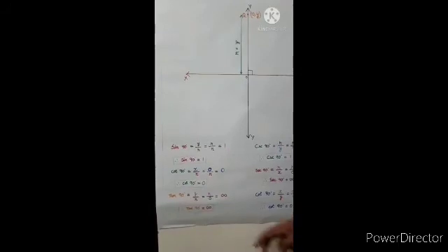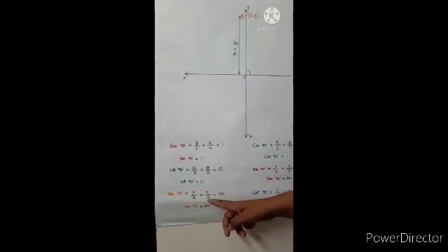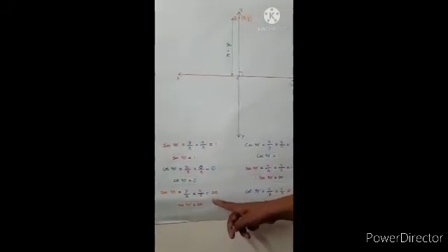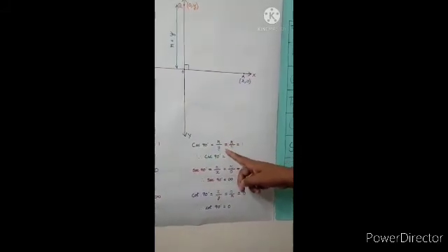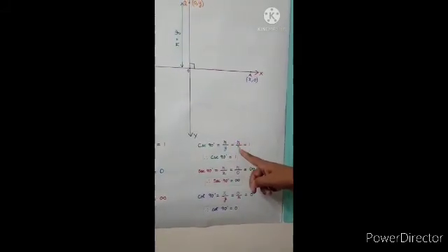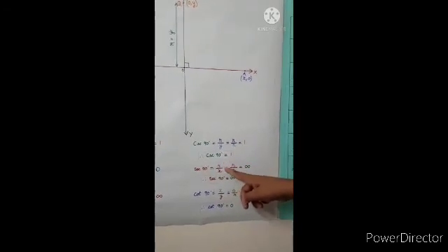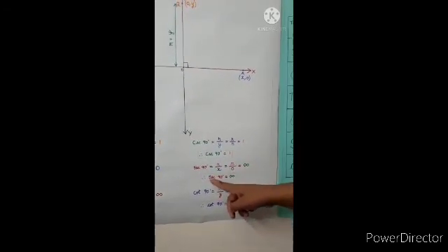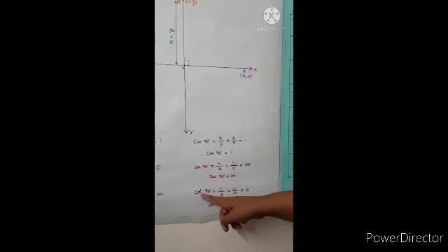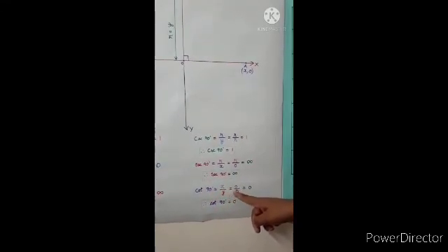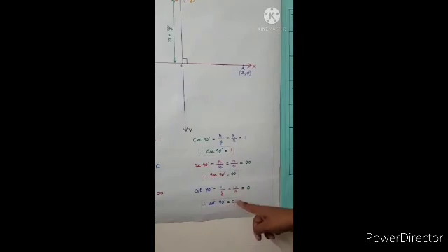Tan 90 is equal to y by x is equal to r by 0, so it is infinity. Tan 90 is equal to infinity. Cosecant 90 is r by y. We can write y as r by r. Cosecant 90 is equal to 1. Secant 90 is equal to r by x is equal to r by 0. Secant 90 is equal to infinity. Cot 90 is equal to x by y is equal to 0 by r. Cot 90 is equal to 0.